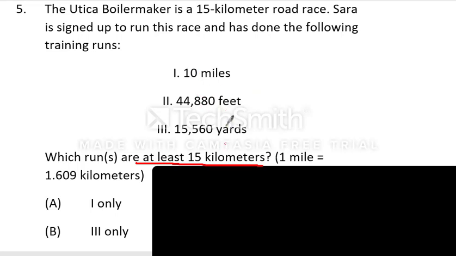It's wanting me to convert all of these to kilometers, so that way I can compare. Right? You can't compare miles to kilometers. I can't compare feet to kilometers. I can't compare yards to kilometers unless I make them the same. So let's go through and do that process and make them the same.